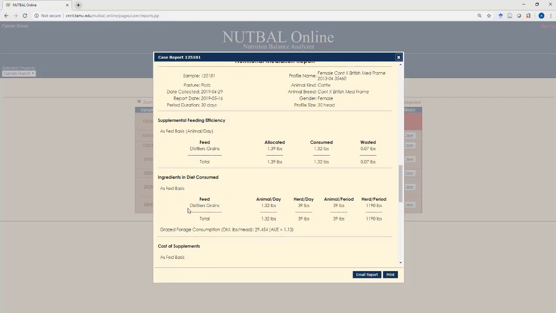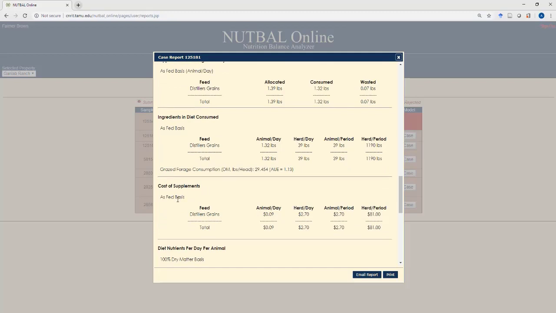And then down here, if you had multiple ingredients, it would describe almost a ration, but since I just have the one, it just goes through and describes how much they're eating per day, how much the herd will need per day based on the size of your herd, how much your animal needs per your 30-day grazing period and prediction period, and then the herd for that period.